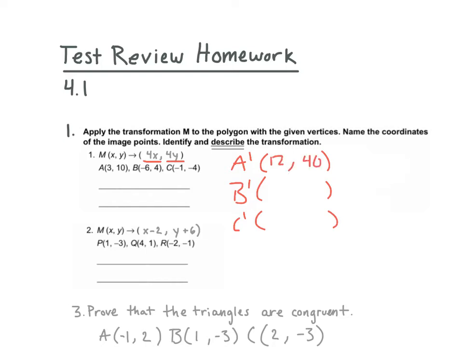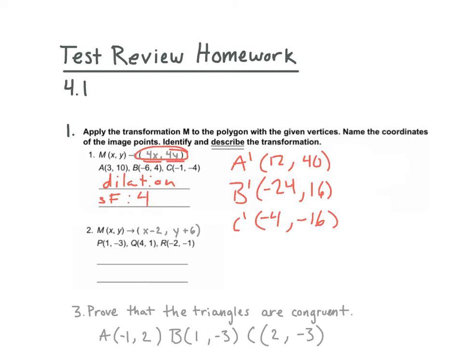12, 40. What about B? Negative 24, 16. And C? Negative 4, negative 16. Just looking at this here, what type of transformation is this? Dilation. And we describe it by the scale factor, which is 4.